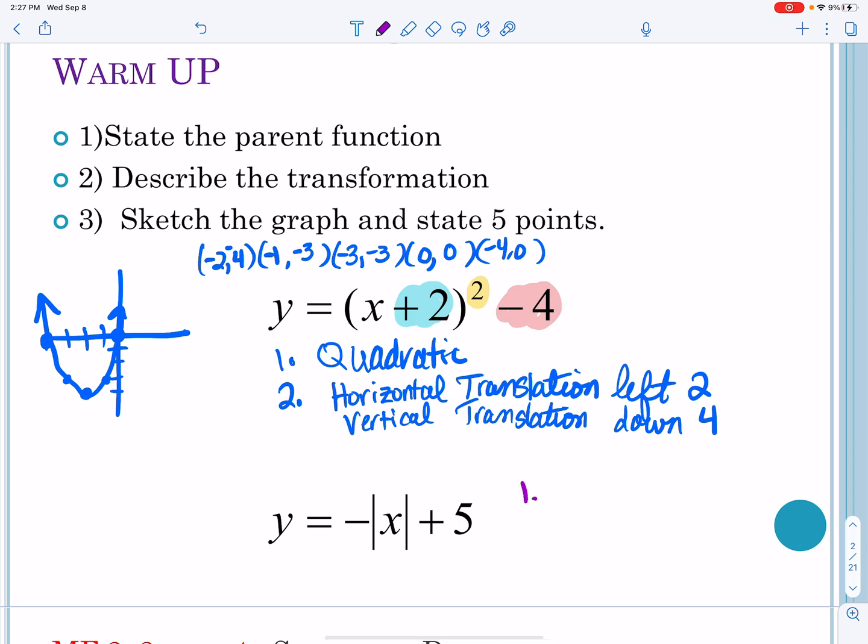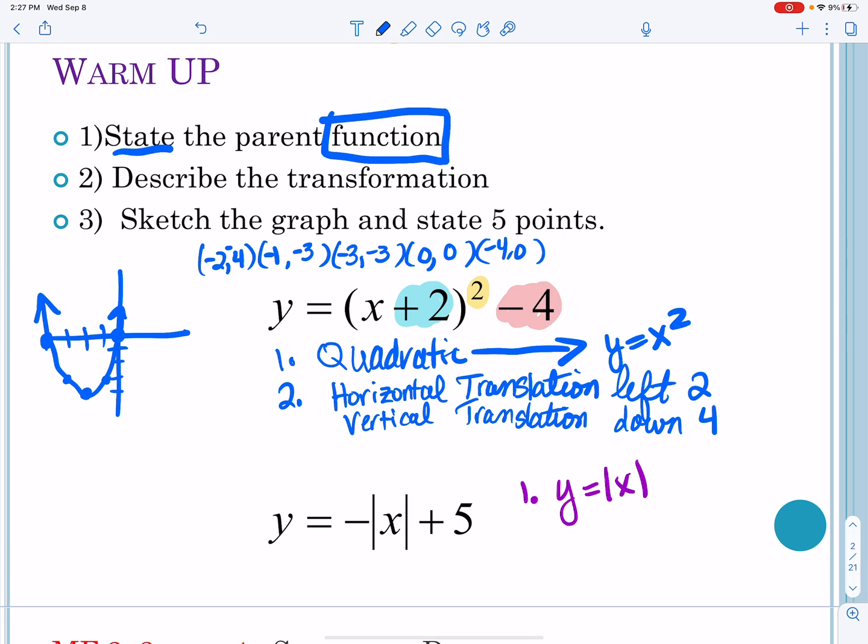Okay, so on this one, it wants me to state the parent function. It wants me to state the function. So that would be y equals the absolute value of x. I thought it said name, but it's the end of the day and I am tired. So up here, I'm going back. This should be y equals x squared, because it says state the parent function. So that means it wants the equation, okay? So it wants the actual function.